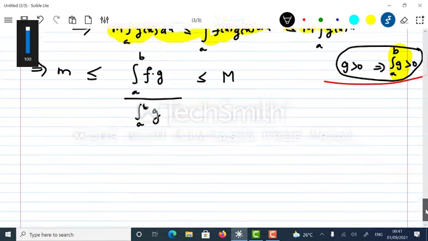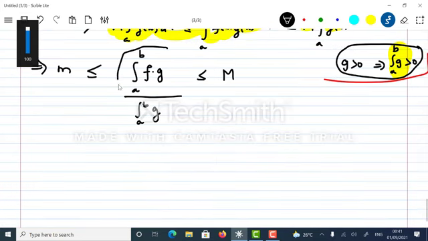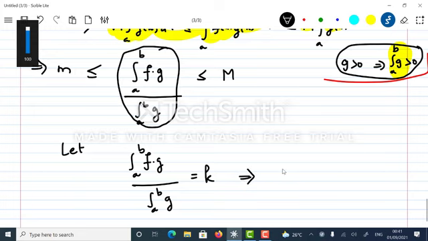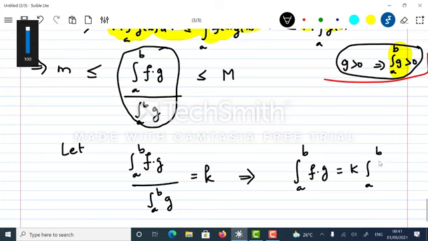Right, so now let me call this term k. Let integral a to b f into g upon integral a to b g be k. If I call this k, then what I will get is integral a to b f into g is equal to k times integral a to b g. Where does my k belong? Since this is k, k lies between small m and capital M, where small m is less than equal to k less than equal to capital M.